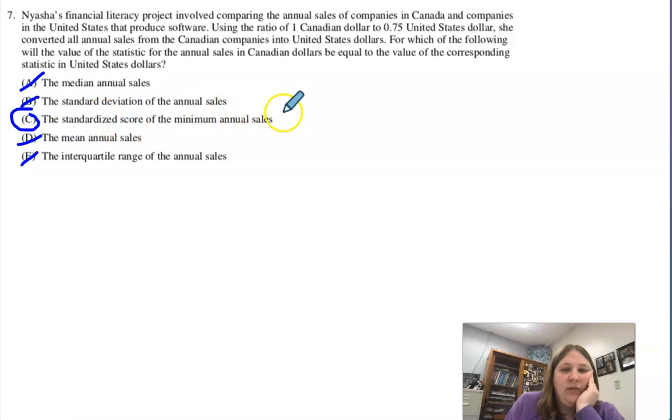Standardized score is a z-score. When we think about z-score, this just measures how many standard deviations from the mean. So if the price of something were 2 standard deviations above the mean in Canadian dollars, after everything is converted, it's still going to be 2 standard deviations above the mean in United States dollars.